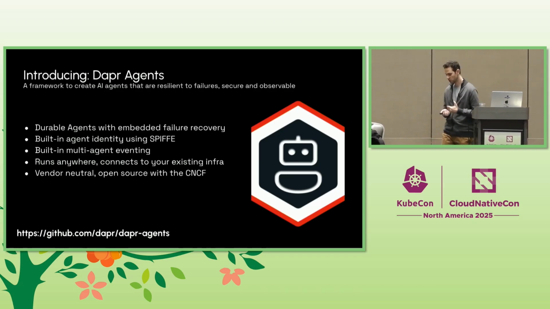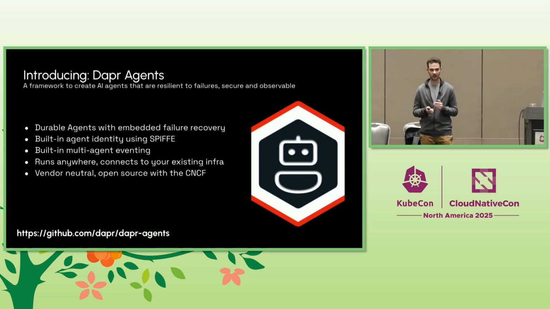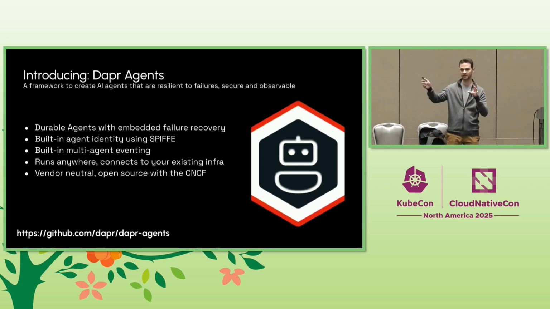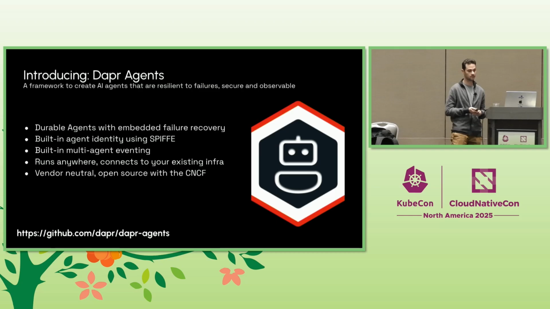SPIFFE is a CNCF project. We use it heavily in Dapr. Dapr Agents can basically allow you to say, hey, this agent can only talk to that agent, and they can be in separate clusters as well. And you can create these meshes of identity where you can control who can do what and where.